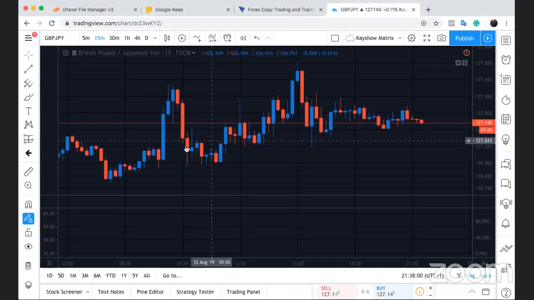Okay. So as you can see currently, price is falling for GBP JPY. And you can see that's why you have a red candle here. So if the price was going up, you would actually see a blue candle and you would see price going up.